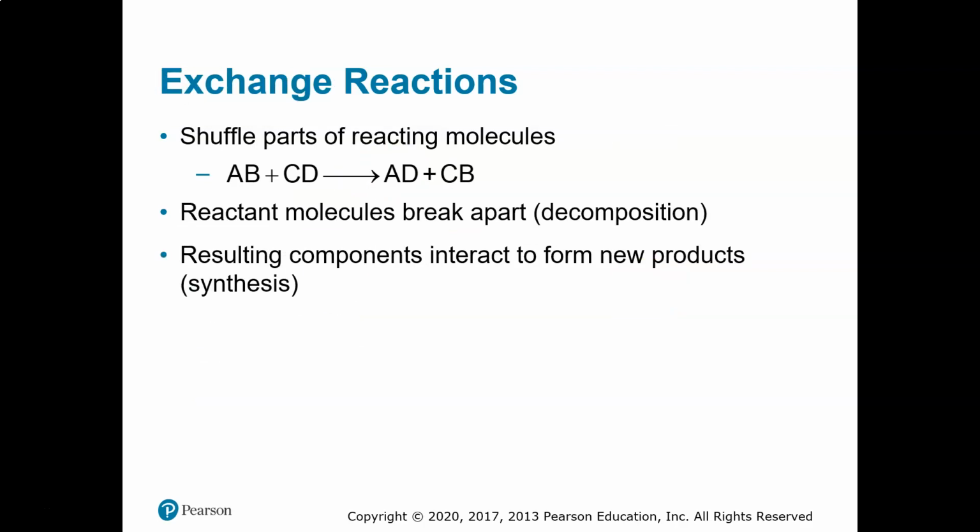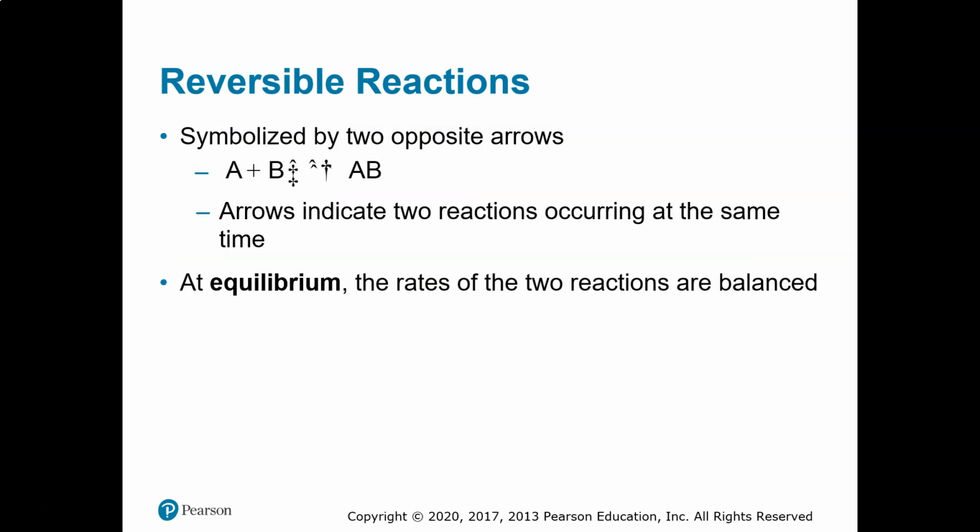Then you can have exchange reactions, and these are reactions where molecules just simply exchange places. They just shuffle around. So compound AB is now going to be compound AD. Compound CD is going to now be compound CB. But nothing is really broken into smaller parts, or no larger molecule is built. They just have atoms within the compounds that have switched places.